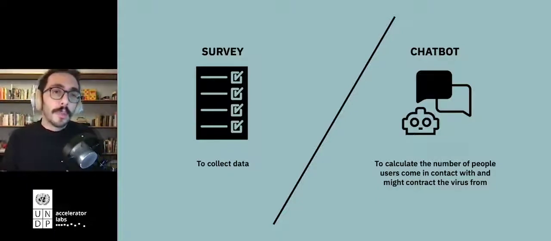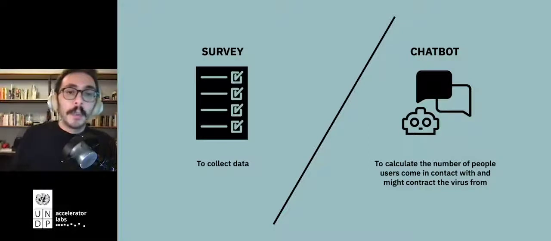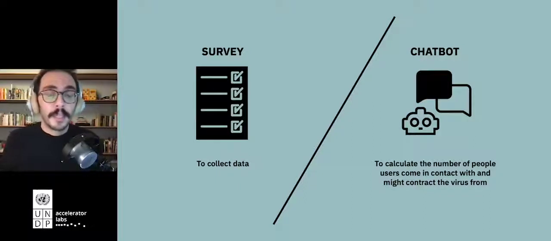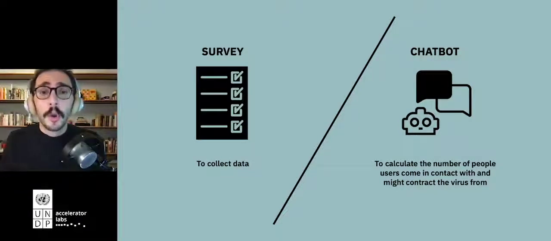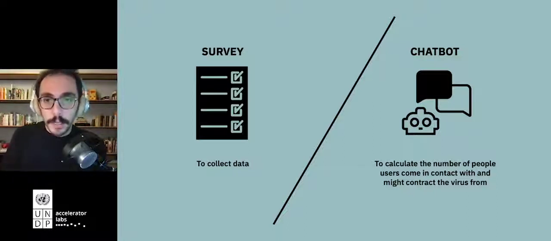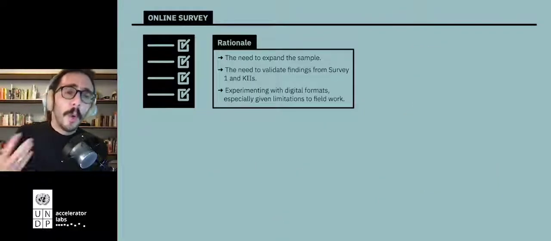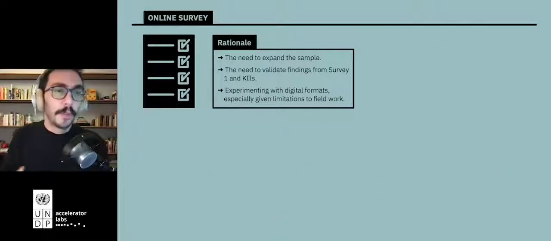So the chatbot was there to help users calculate the number of people that they come in contact with on a weekly basis, and the number of people they might contract the virus from. And both of these experiments were pushed through Facebook ads on UNDP Lebanon's Facebook page. So Facebook ad management became another kind of expertise that we now have internally. So I'll walk you a little bit through the survey and the chatbot and the reasoning behind them.